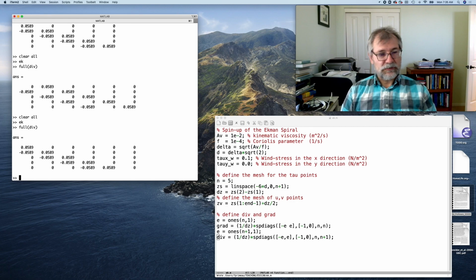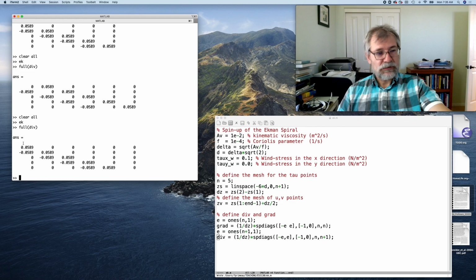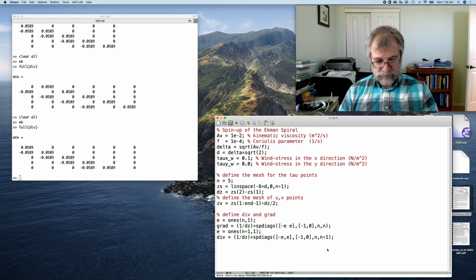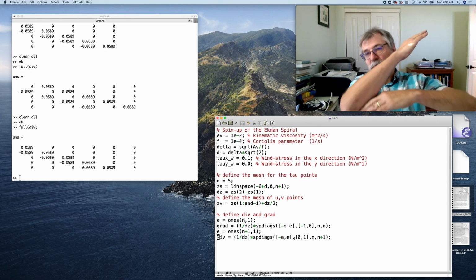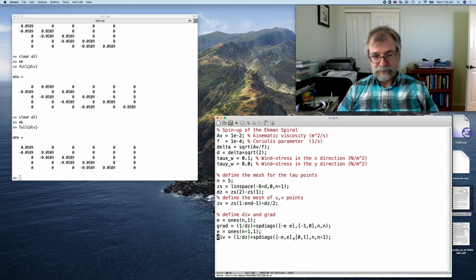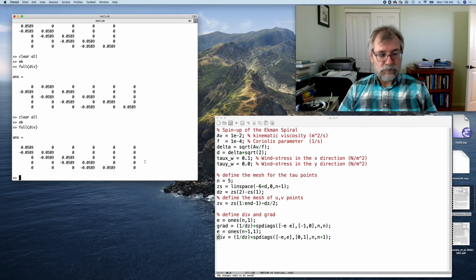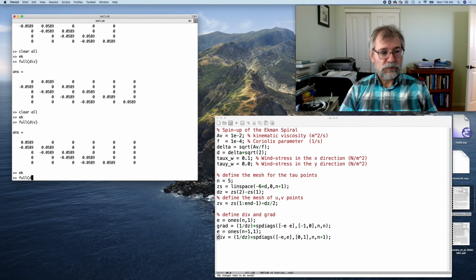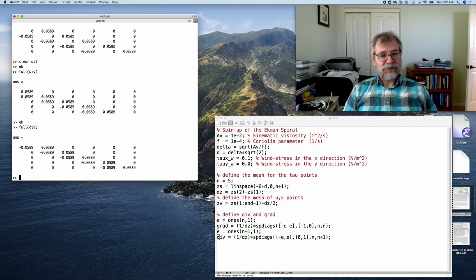No, that's still not right. See, we're offset. I have 0 over here. What I want is it starting at the other end. So I guess I will do it like this. 0 and 1. And 1. So I'm going to populate on the main diagonal and one diagonal above. Alright, Ekman full divergence. Yeah, that looks good.